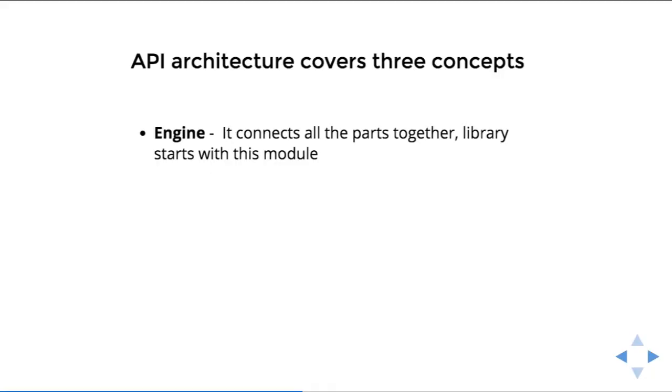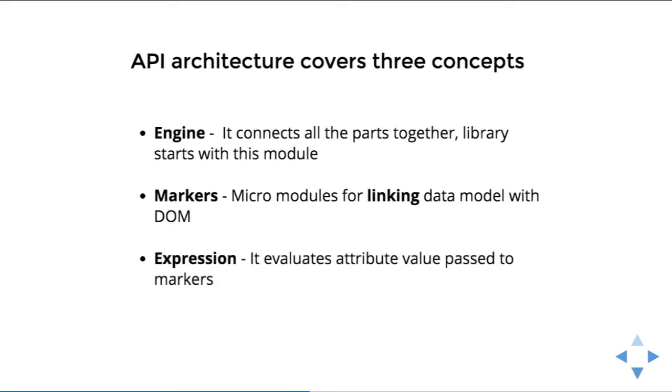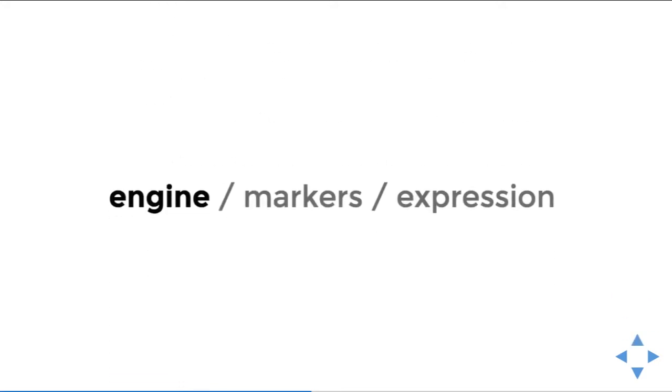Engine, which connects all the parts together, and the library starts with this module. Markers. These are these custom attributes, but this really means there are micro modules that are created for linking the data model with the DOM. And the last thing is expression. So it's this value of the attribute inside of this marker. It evaluates to something more specific, and it's passed to the marker. For now, I will show you in depth how they are implemented.